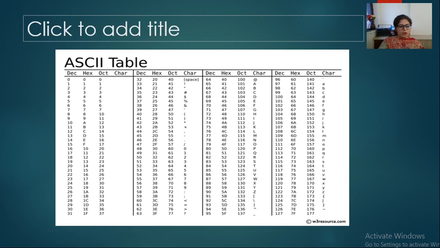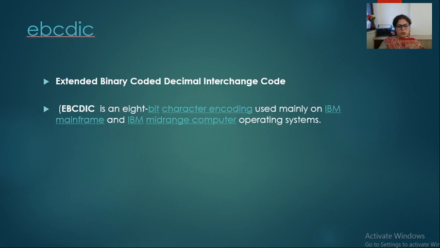So after ASCII code, the next code is EBCDIC code. So what is EBCDIC code? EBCDIC code is an extension of ASCII code. EBCDIC code was developed after the ASCII code. So first of all, BCD code was developed. Then after that, ASCII was developed. After ASCII, EBCDIC was developed.